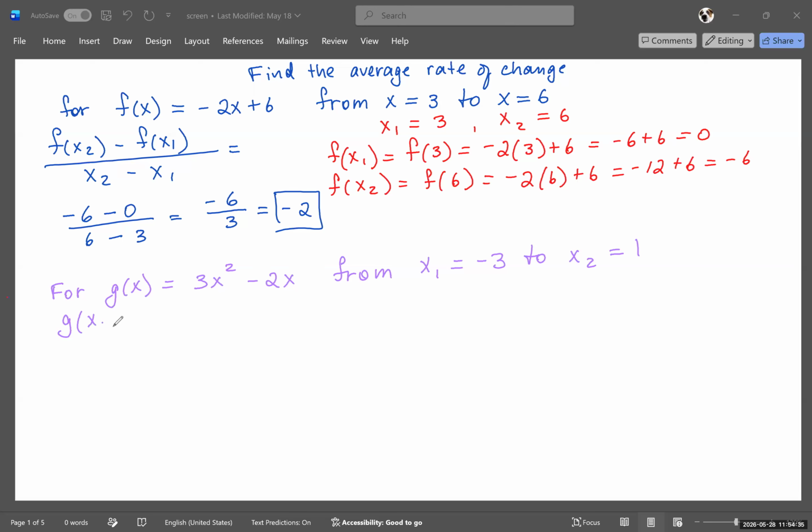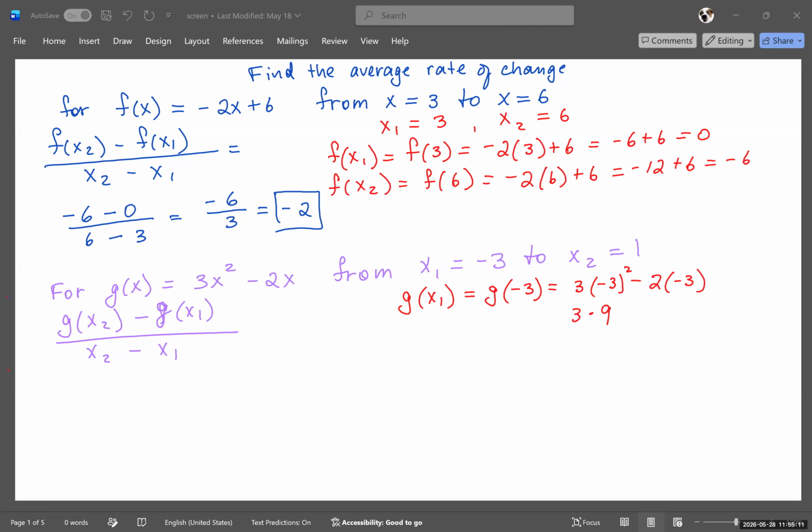I'm just going to replace f with g. So g at x2 minus g at x1, divided by x2 minus x1. And the x values are given, so we just have to focus on finding the function values. So g at x1, that is the same as g evaluated at negative 3. So that would be 3 times negative 3 squared minus 2 times negative 3. So this is 3 times 9, and then negative 2 times negative 3, that's a positive 6. So this is 27 plus 6, which is 33.